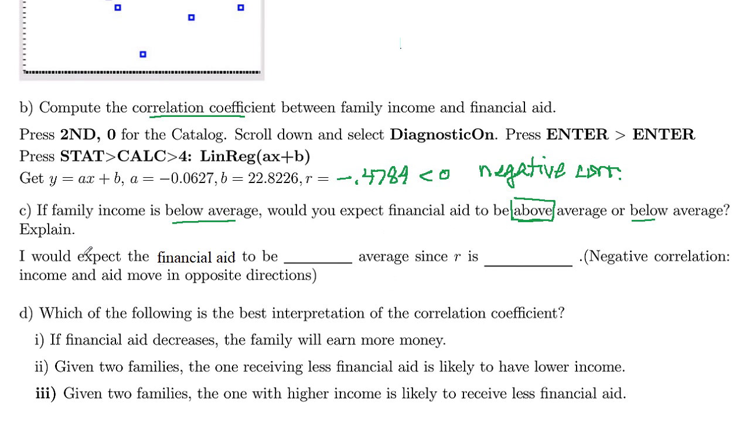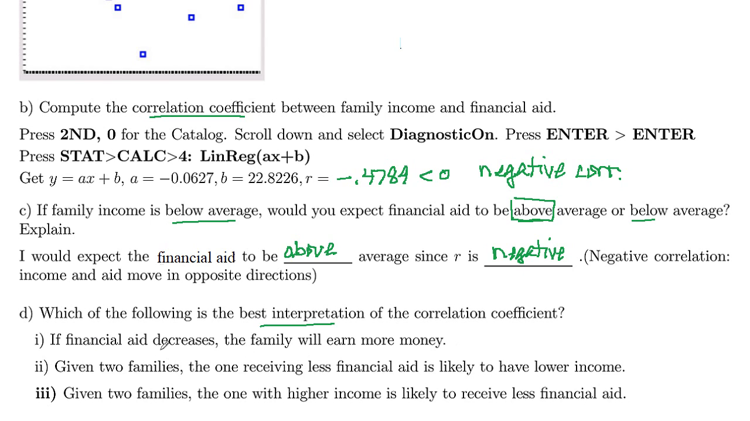So we can fill in the blanks here. I would expect financial aid to be above average since R is negative. Negative correlation means they move in opposite directions. Which of the following would be the best interpretation for our correlation coefficient?